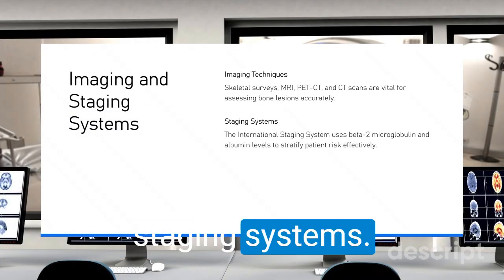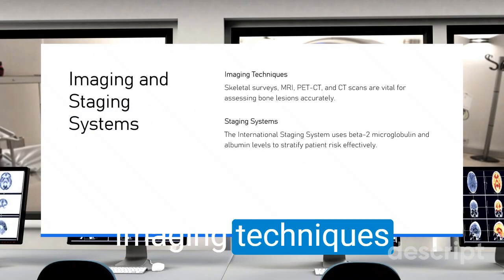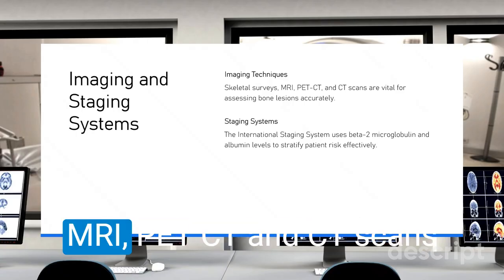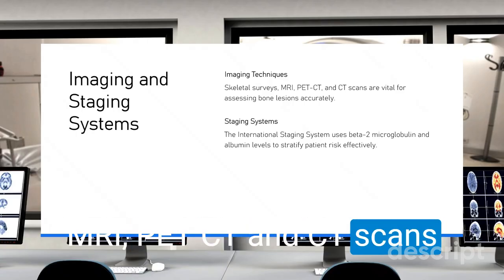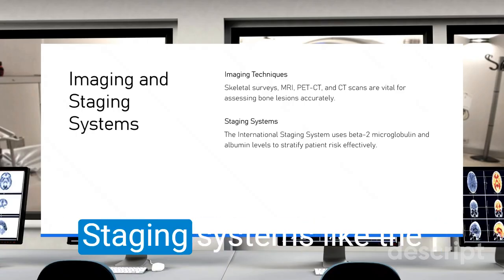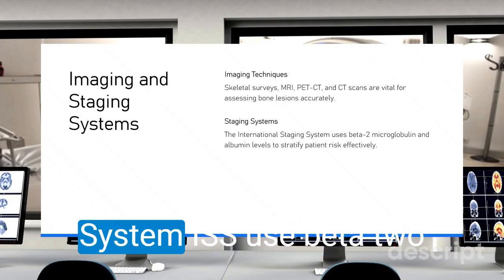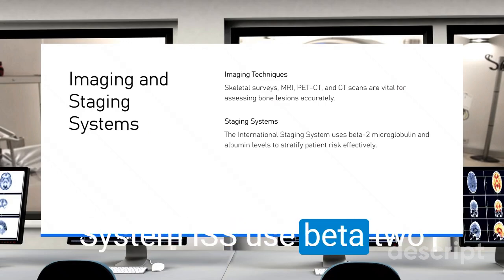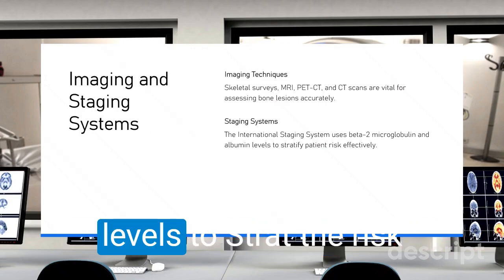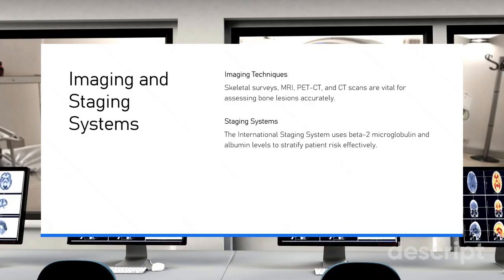Imaging and staging systems. Imaging techniques include skeletal surveys, MRI, PET, and CT scans to assess bone lesions. Staging systems like the International Staging System, ISS, use beta-2 microglobulin and albumin levels to stratify the risk.